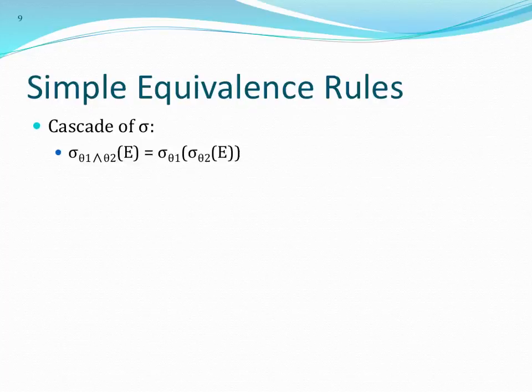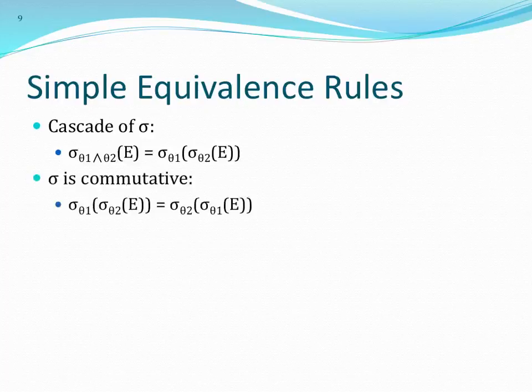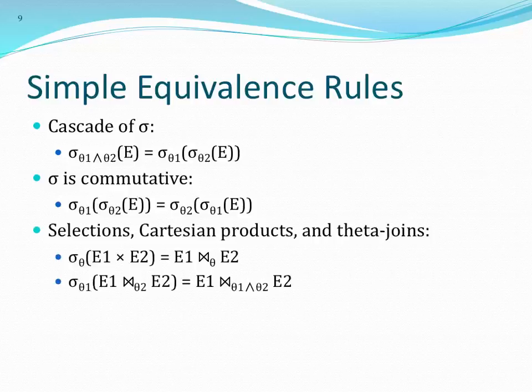So that would be an example. This is a very nice, simple rule. I think everybody can see how that works. You can reorder selects. So select theta 1 and then select theta 2 is equivalent to select theta 2 and then select theta 1. You can mix up your Cartesian products and selections to create theta joins.